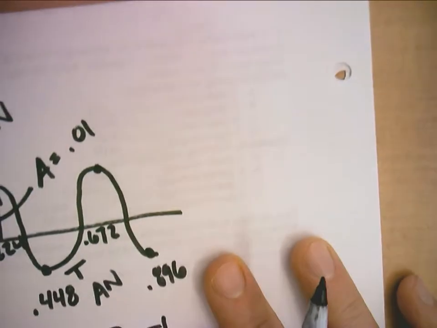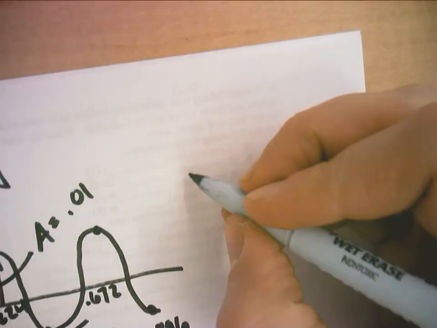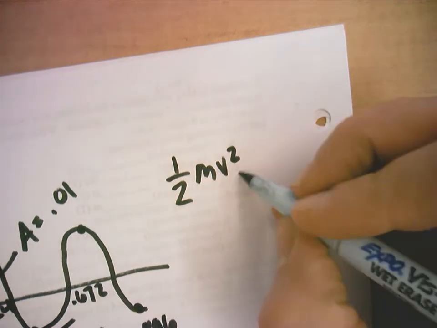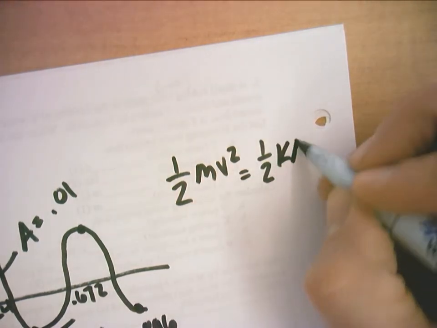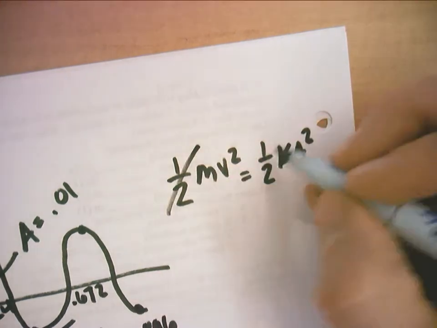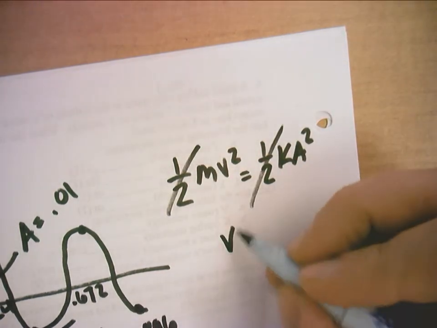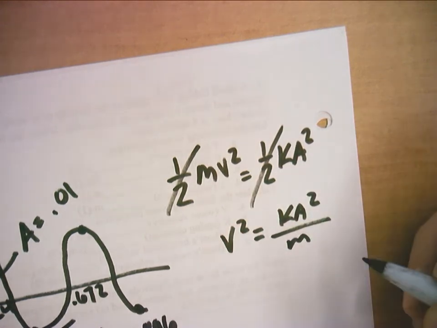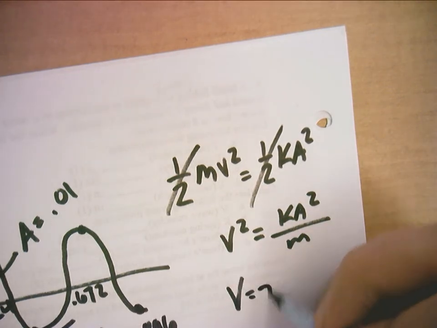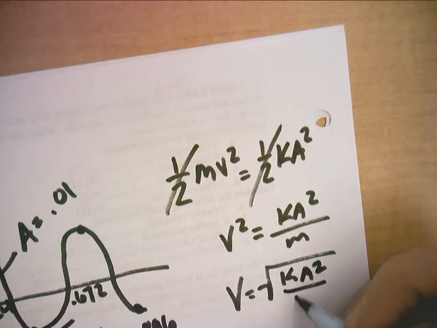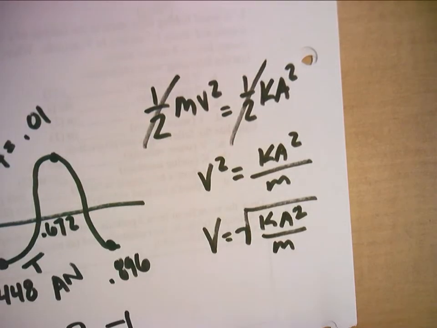So we can figure out what that is by using this relationship. We know kinetic energy is 1/2 mv squared. We just studied that. For a spring, its potential energy is 1/2 ka squared. I can get rid of the halves. I'm left with v squared is equal to ka squared over m if I divide by the mass. And if I square root both sides, I'm left with the radical of ka squared over m. I can just put my numbers in here and I can solve for the velocity.